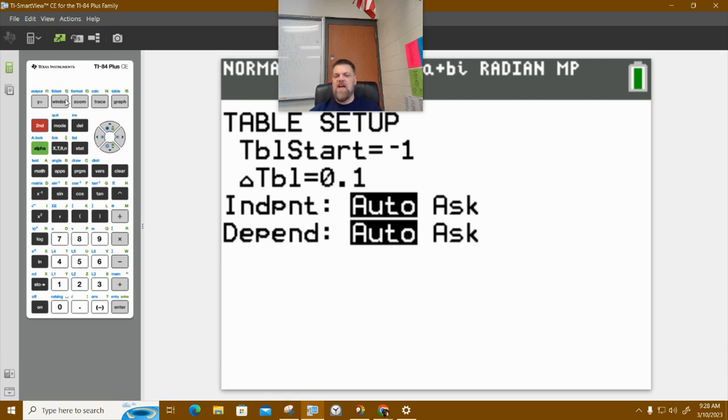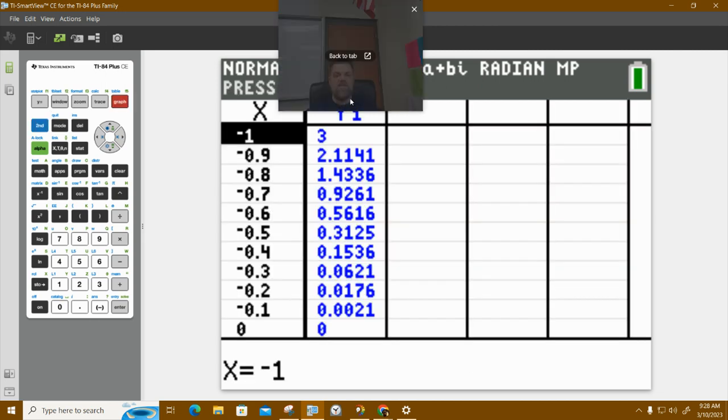So you want your table of values to start at -1, and then the increment is going to be 0.1. In other words, instead of counting by 1, it's going to count by 0.1. Okay? And so now, do you have that entered in? Has everybody got this entered in? Now when you hit table, it starts at -1.